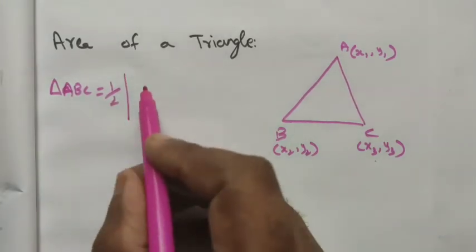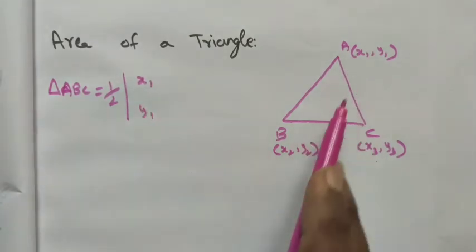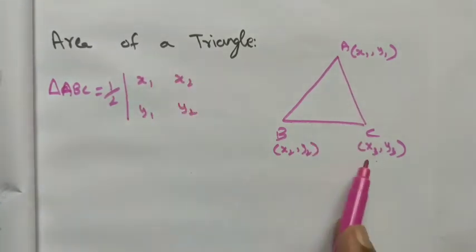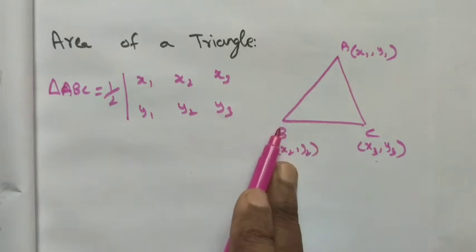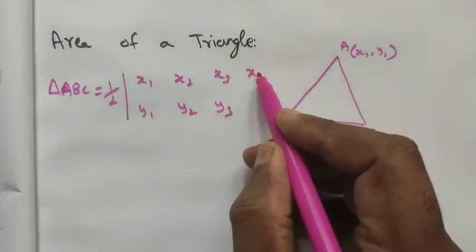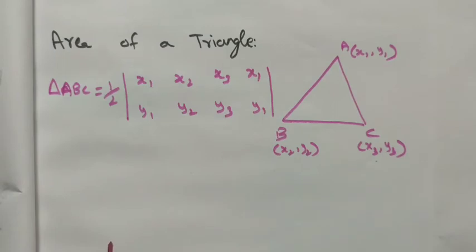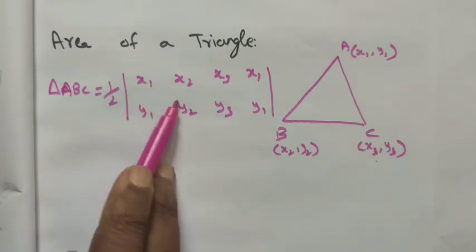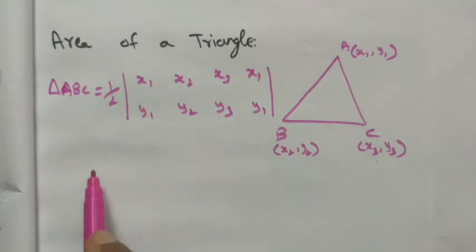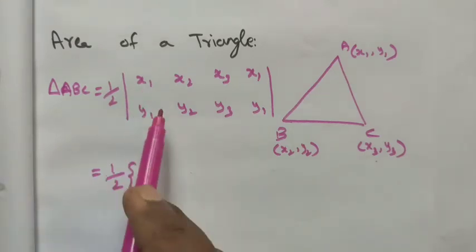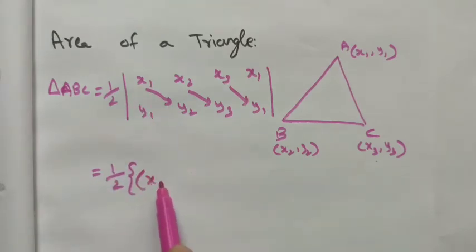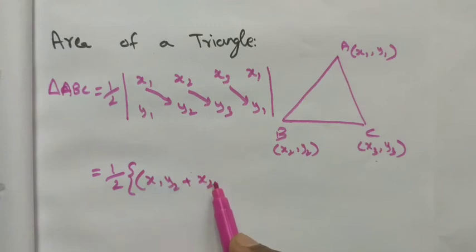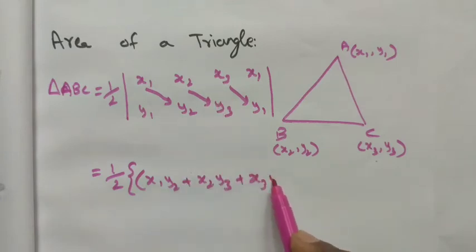let me take (x1, y1) as the first point, then (x2, y2) as the second point, and (x3, y3), and again (x1, y1). We want to close this, so if you start from here, we come back to (x1, y1) again. This is the formula for the area of the triangle. We have to multiply these terms. See how to do that. You have to multiply these terms first, that is x1 y2 plus x2 y3 plus x3 y1.